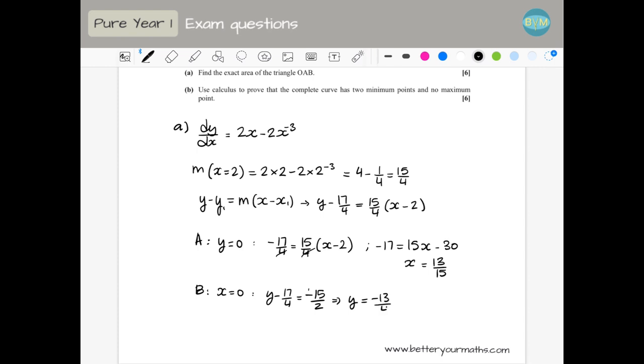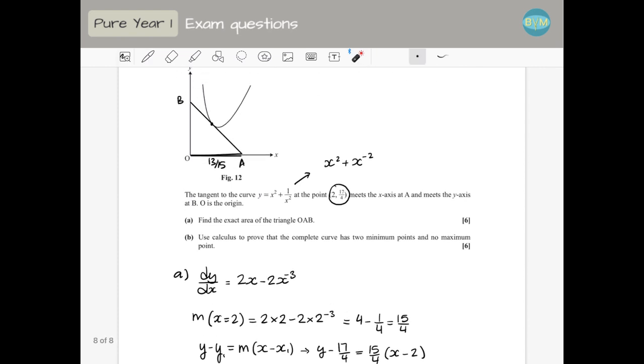Minus 13 quarters. That means that I drew it wrong, because this y-intercept is negative, so actually the tangent is doing something like this. It doesn't matter, we don't even need the sketch, I did it to help you. So the tangent is going to do something like this, and point A is the one that we just found, and point B is just below the x-axis. But we are still using both distances, so it doesn't matter if it's positive or negative.